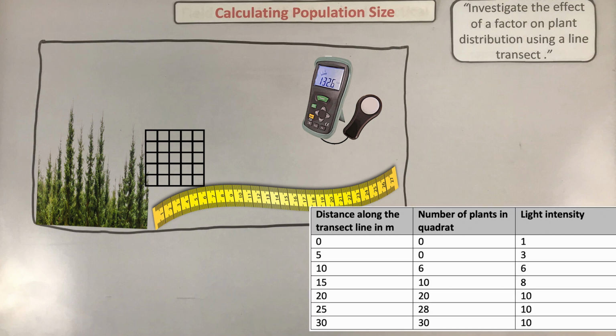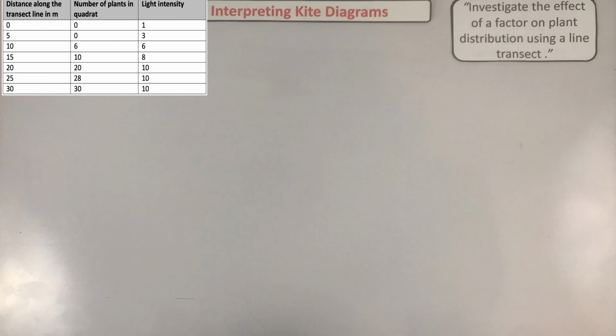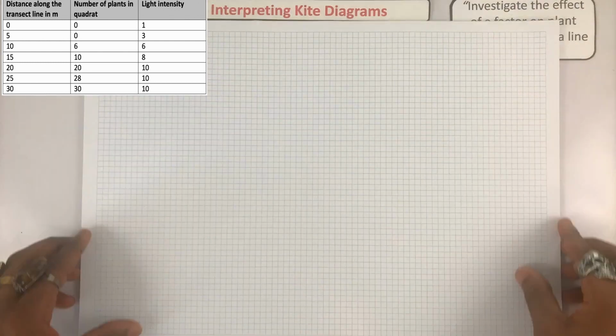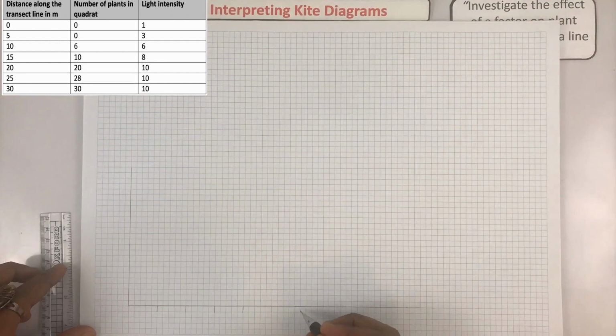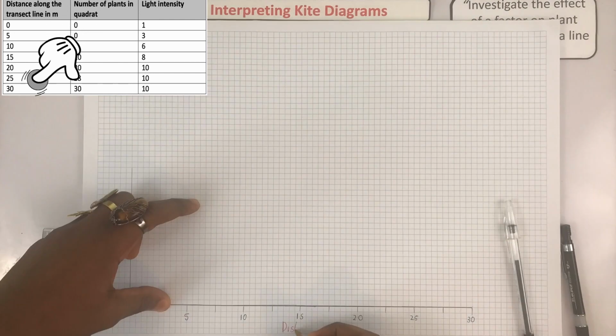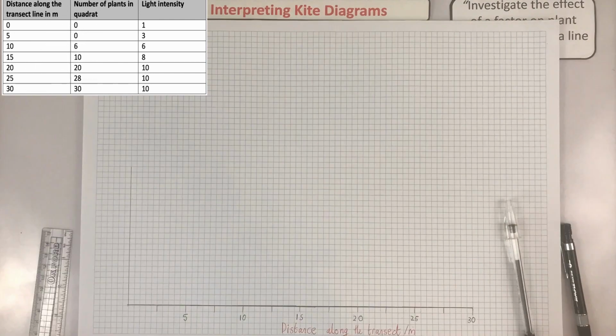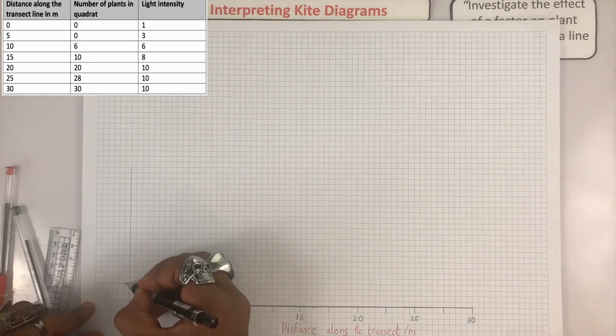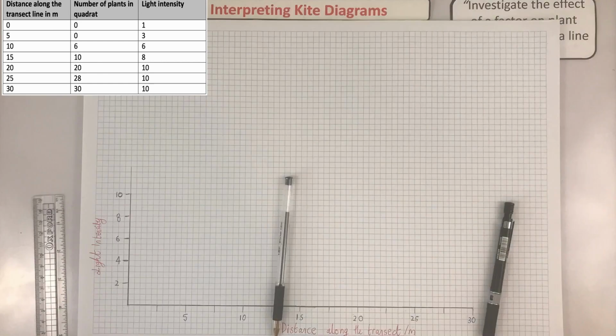Now this next bit is a higher level skill. We're going to use this table to draw a kite diagram. This will also help you understand how to interpret kite diagrams if you ever get some in your exams. The first thing I do is look at how long my distance is. In my example, I've used 30 meters, so my scale on my x-axis has to go up to at least 30 meters. The abiotic factor goes directly below the number of organisms that you sampled.